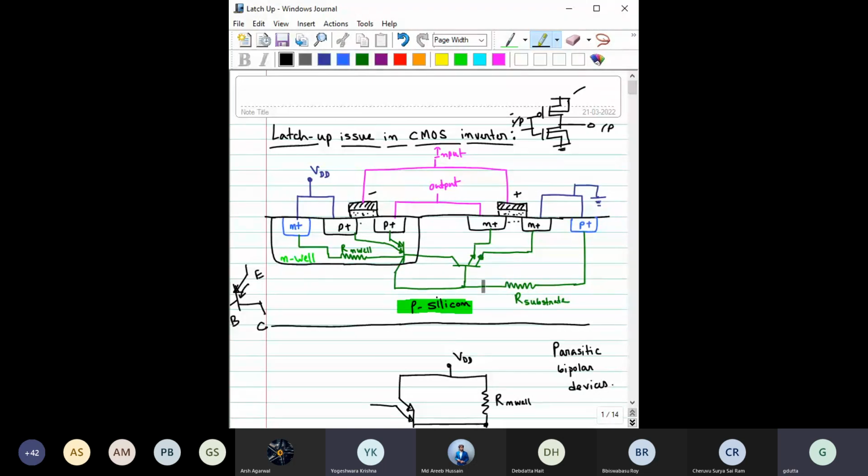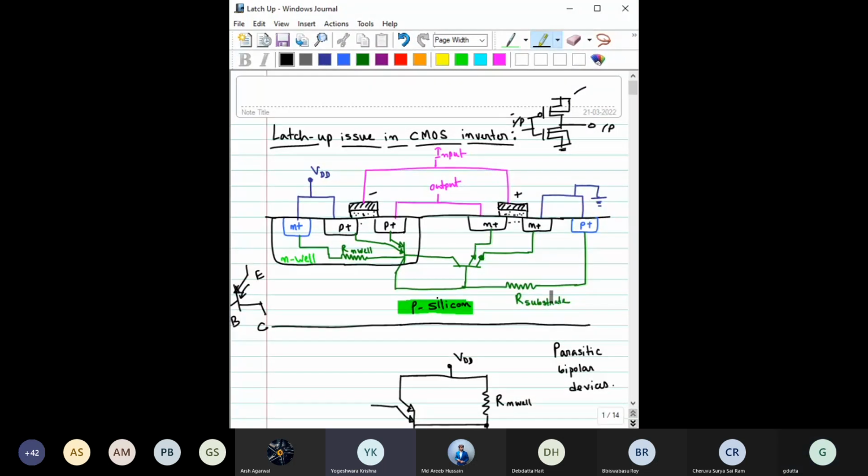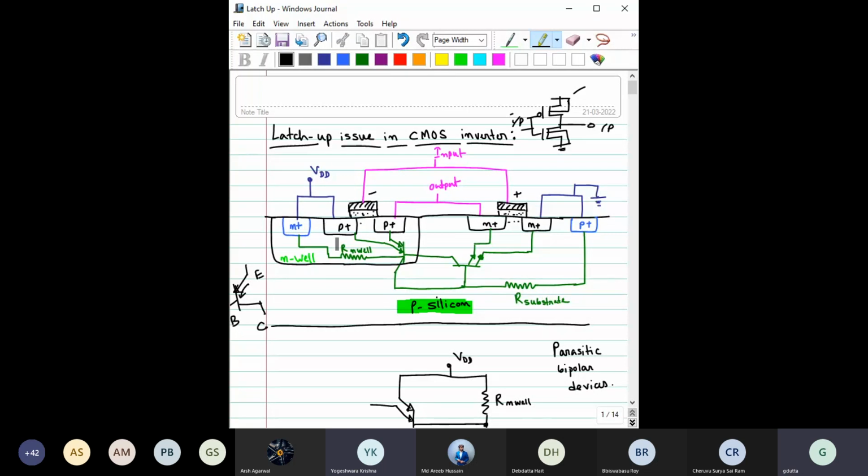So obviously this will also face some resistance through this path. So this is that resistance R substrate. Is it clear why there will be an N well resistance, which is indicated as Rn well, and there will be another resistance which is R substrate, right?